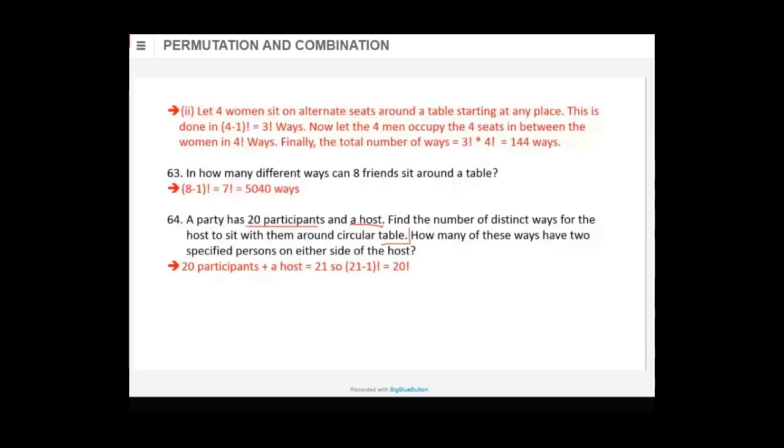What does the question say? How many of these ways have 2 specified persons on either side of the host? मतलब अगर ये host है, तो इसके साइड में पर्टिकुलर पर्सन ही चाहिए. Let's say host के बाजू में either side, let's say a person, one fixed person, P1, and P2.